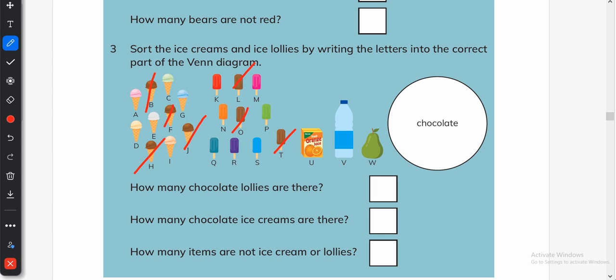Okay, how many lollies are there? How many chocolate lollies are there? So there are three chocolate lollies. How many chocolate ice creams are there? So chocolate ice creams are four. We can count from here. How many items are not ice creams or lollies? So there are three. Three items, they are not ice creams or lollies.